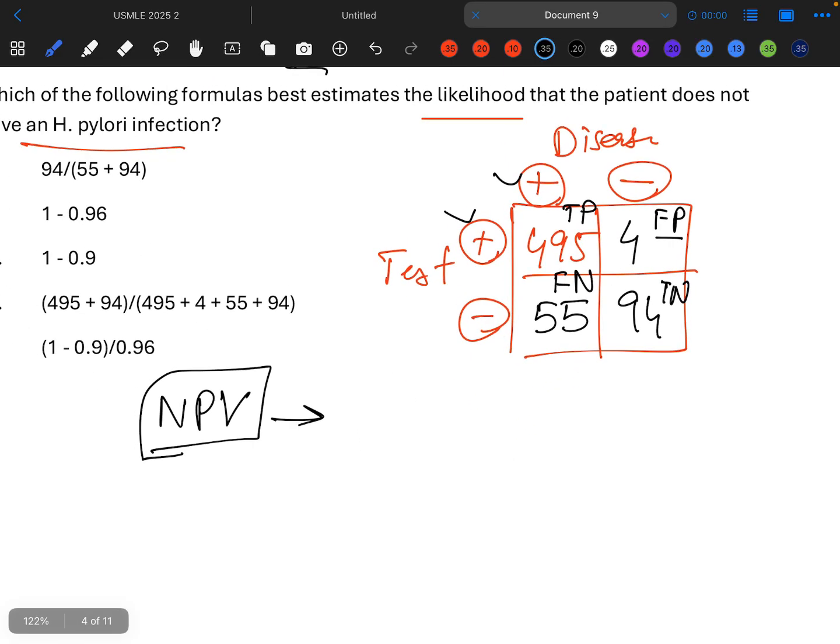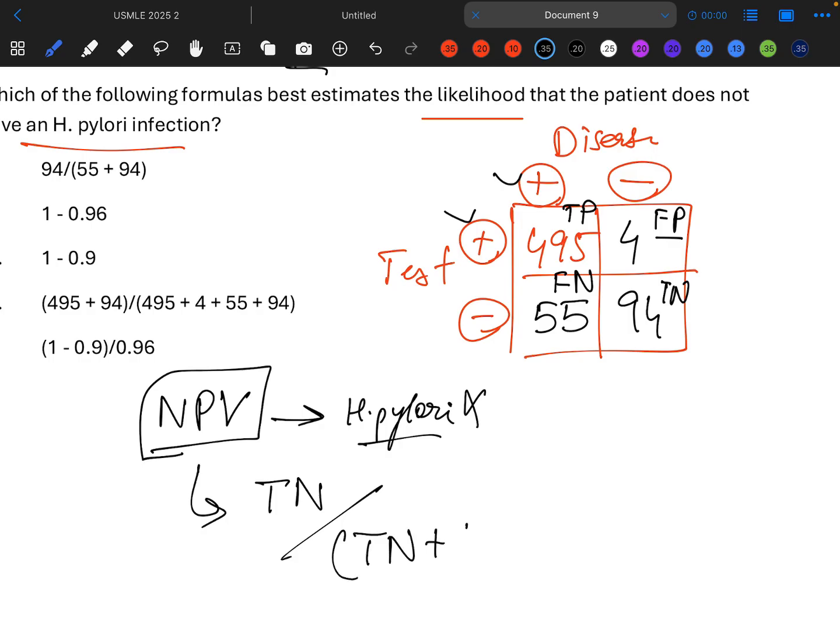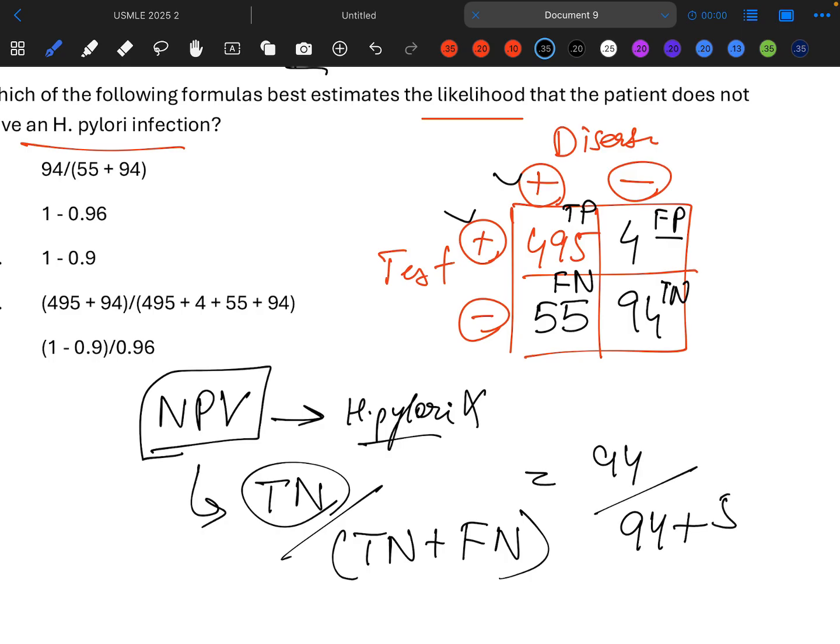In this scenario, the negative predictive value is the likelihood that a patient with a negative test for H. pylori infection truly does not have the disease. So if we calculate the negative predictive value, we already have the formula: true negative divided by the sum of true negative plus false negative. So we will put in the values. True negative is 94, and false negative is 55. So we have that option. Yes, we have that option. The answer is right: 94 over 55 plus 94.